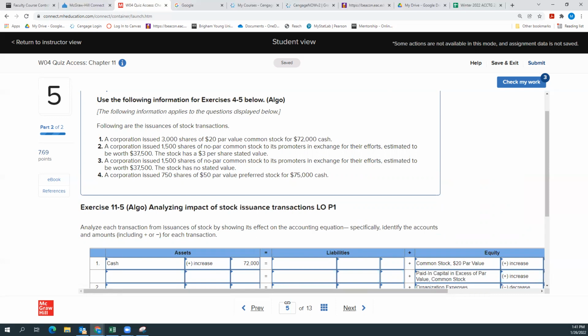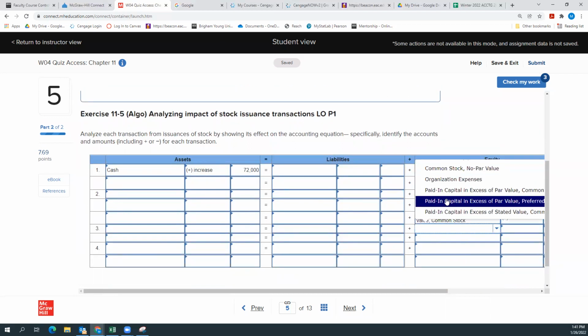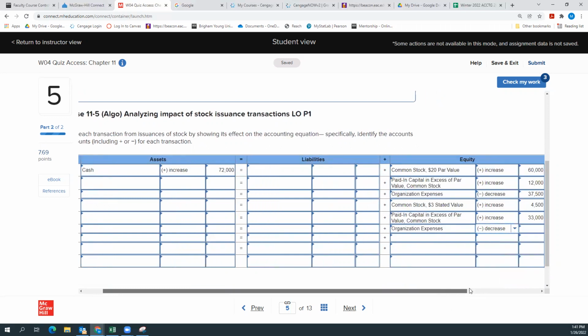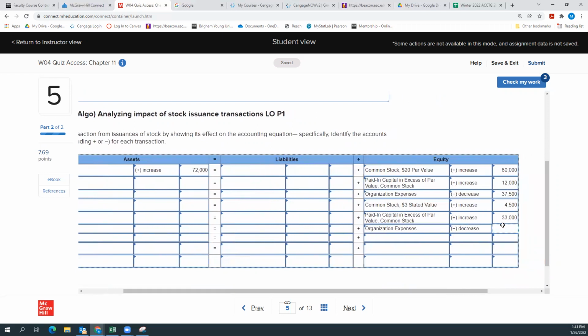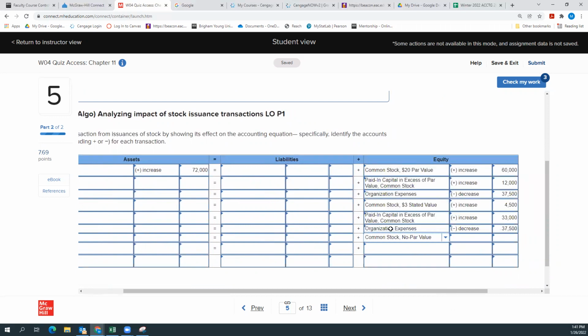So here, we're just going to say organization expenses. And that will decrease our equity, 37,500. And then we'll say common stock, no par value, which will increase.